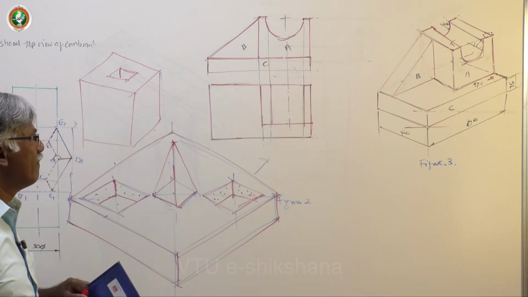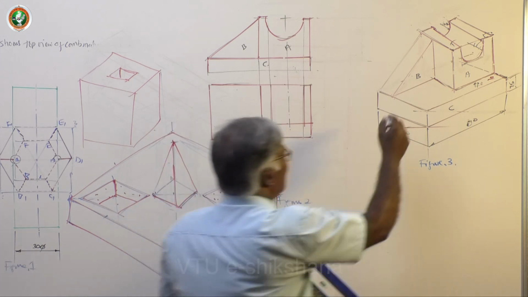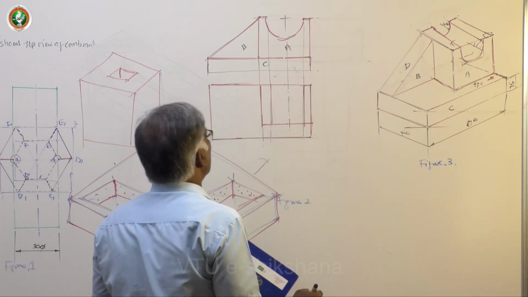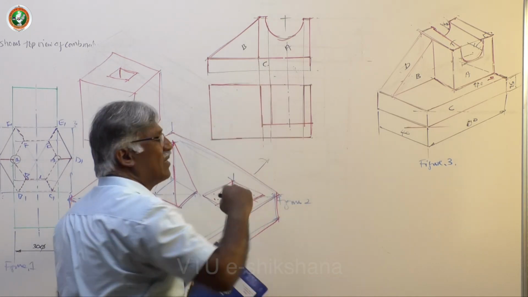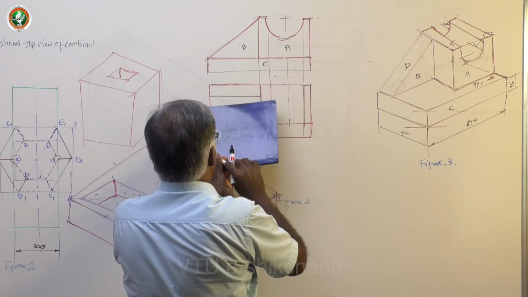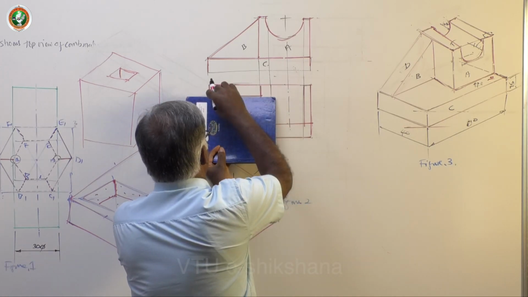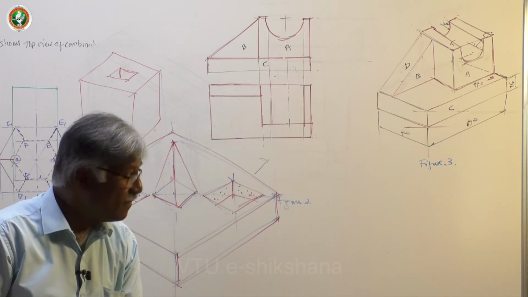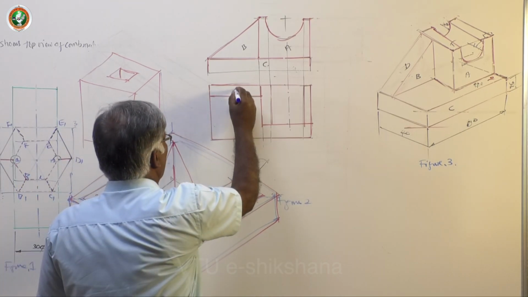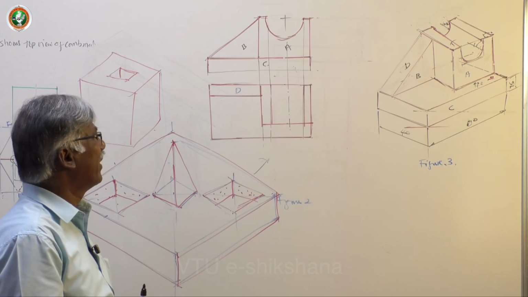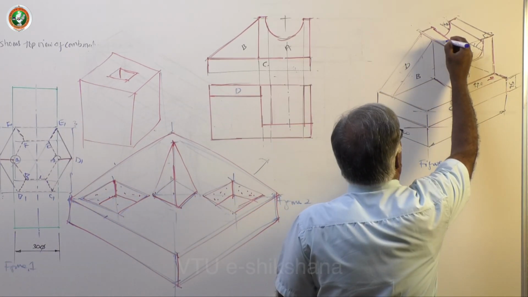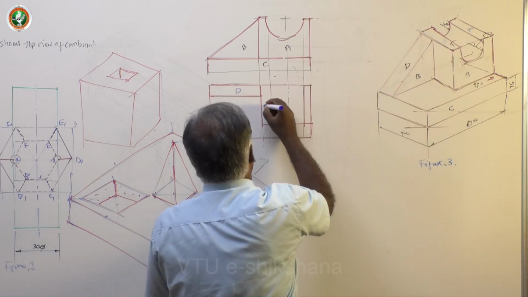Then one more thing is left. Let me name this D. D is represented by a line here, and here is the slot of 10 mm thickness, say. So here you have to draw. That's all about the surface. This is representing D. The other surfaces you can see are E and F.